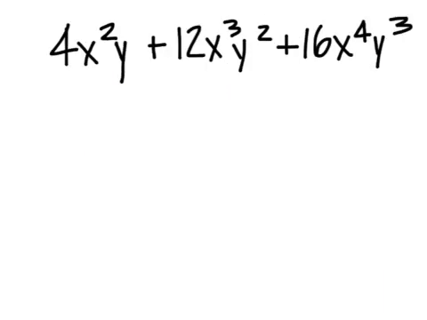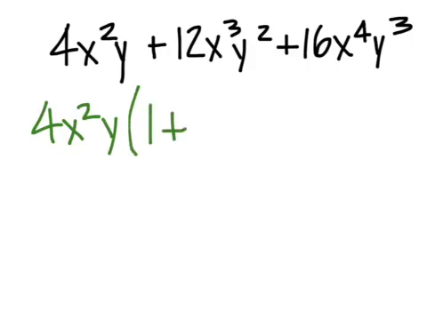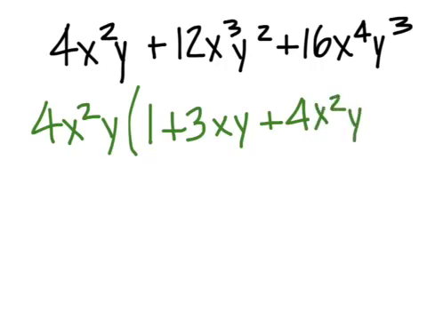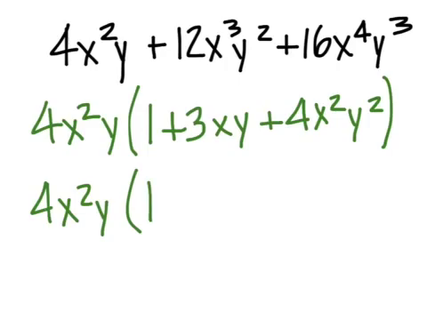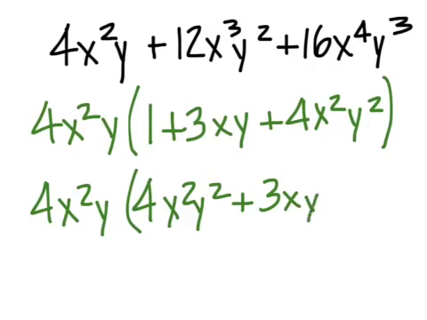The highest number that comes out is 4. Lowest power of x is x squared. Lowest power of y is simply going to be y. And then you're going to have to multiply that by 1 and then plus 3x and then y and then plus 4x to the second y to the second. Put it in the proper order. X to the second would go first, so 4x squared y squared, and then plus 3xy plus 1.